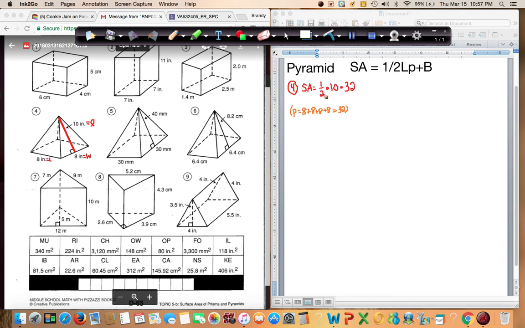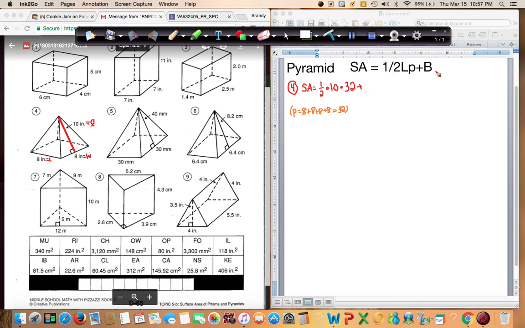Alright, so what I'm doing right here with half times 10 times 32, that's finding the area of all the triangles. Remember, surface area is the sum of all the surfaces. So this first part right here is finding the area of all the triangles. Could you do that separately? Sure. Area of a triangle is half the base times the height. So you could say 1/2 times 10 times 8, and then multiply that by 4. That would work. We're just doing it according to the formula.